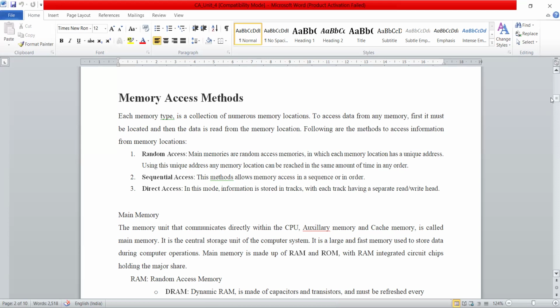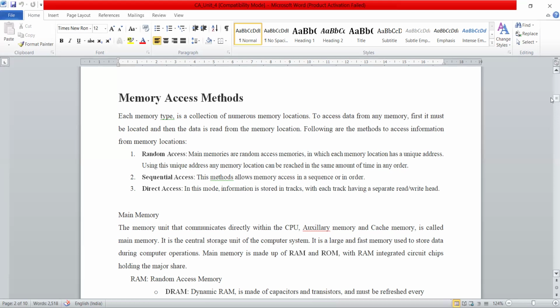Sequential access. In the sequential access method, we have to apply a sequence. We search for the data in a particular sequence. All right. In the case of direct access, the information is stored in tracks, with each track having a separate read-write head. In this way, we can get direct access to the data we are searching for.